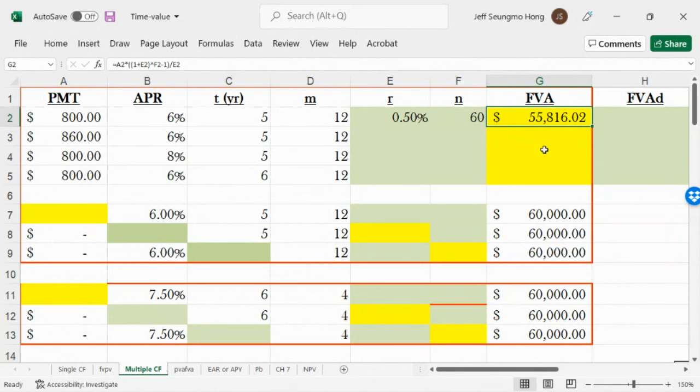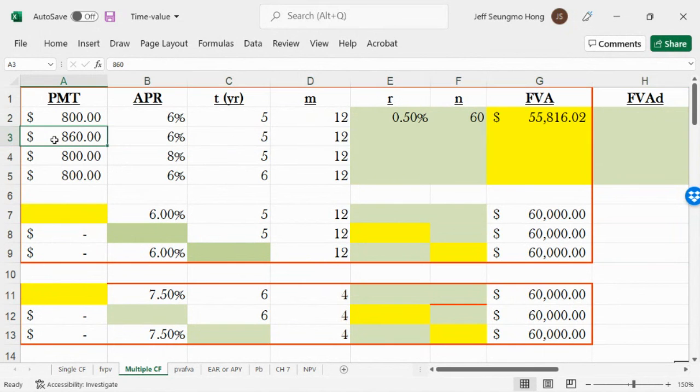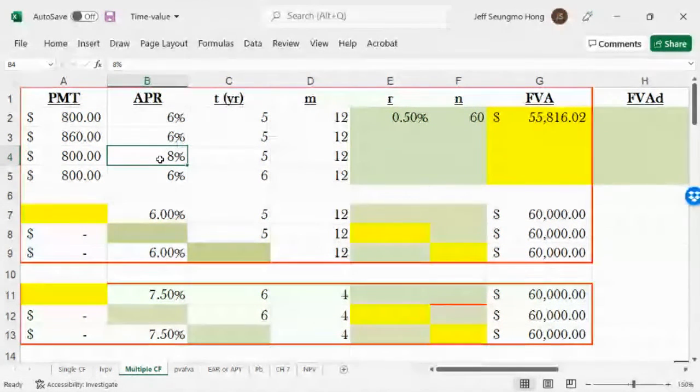So obviously we have to try out alternatives. In other words, alternative strategies. I mean, 800 is not enough. So three possible alternative scenarios: you increase the monthly deposit by $60, or you find a bank that pays a superior interest rate, like 8%. You might say, it's just 2% more.